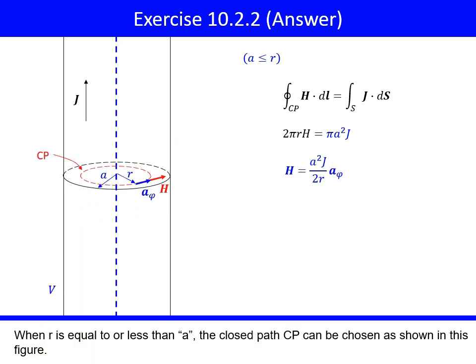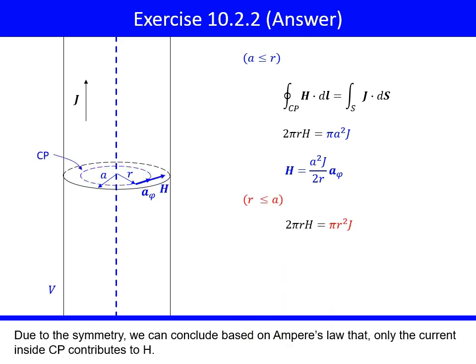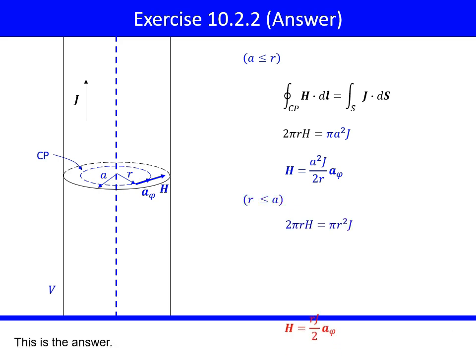When R is equal to or less than A, the closed path CP can be chosen as shown in this figure. Due to the symmetry, we can conclude based on Ampere's law that only the current inside CP contributes to H. This is the answer.